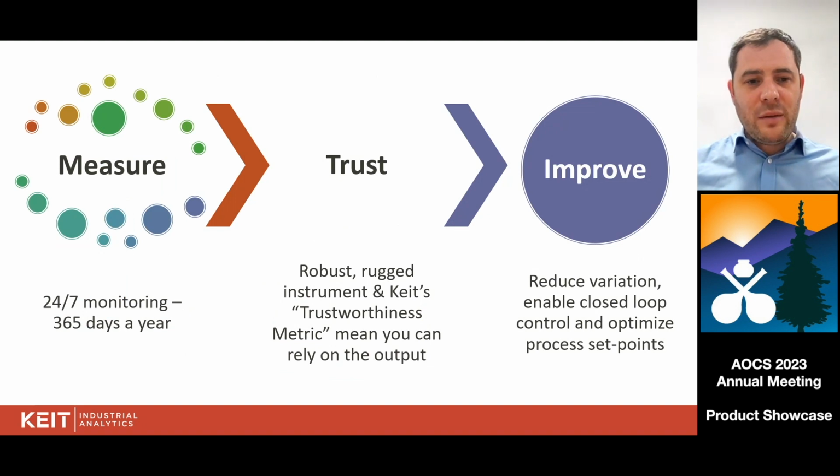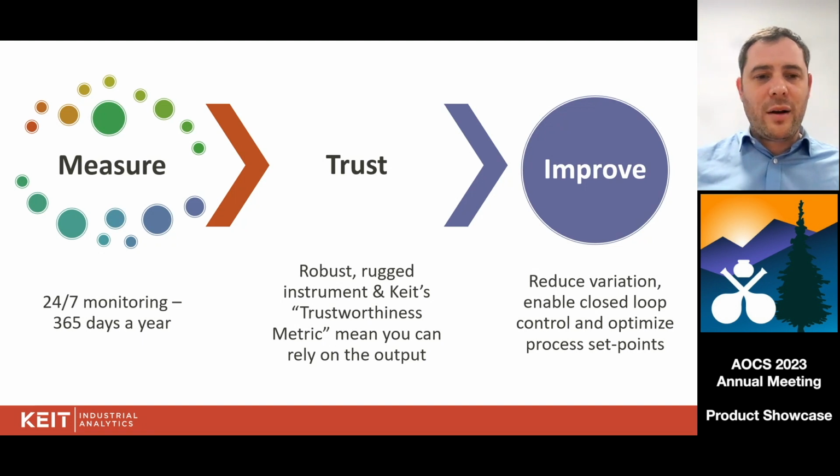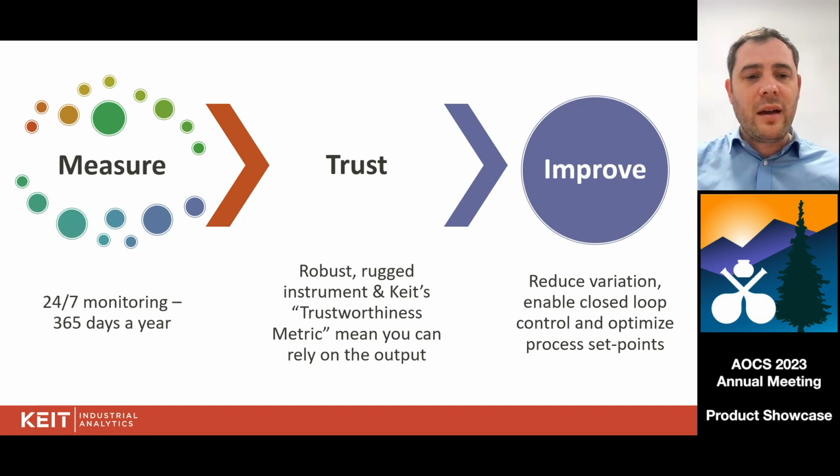We at Keit believe in measure, trust, and improve. These are our three kind of take-home messages. There are three key words that we live and breathe here. Measure. You need to measure constantly. If you want to improve things, if you want to make things better, you have to be measuring it. If you can't measure it, you can't control it. So the iArmadillo gives you 24/7 measuring, 365 days a year.